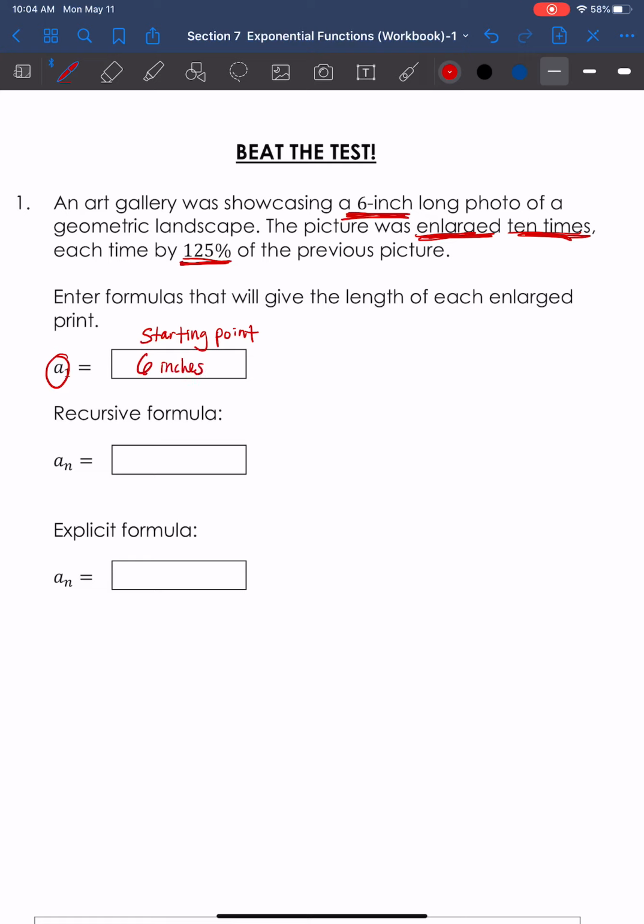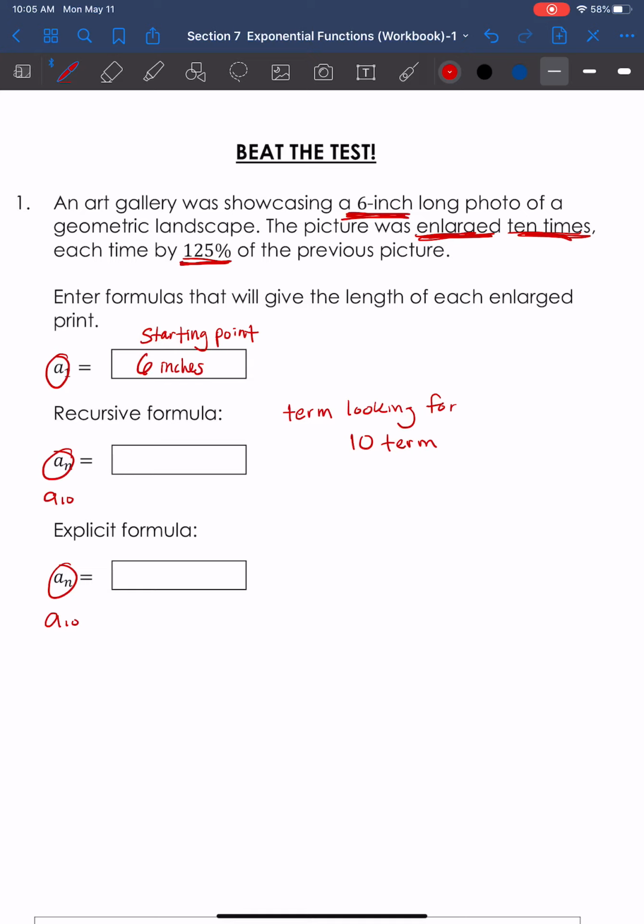It asks us to write a recursive formula and an explicit formula. You see this AN here. AN just stands for the number of the term that you're looking for. In this case, we're looking for the 10th term. So we can change this to A10.